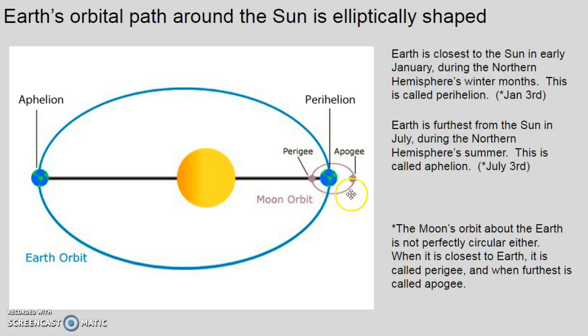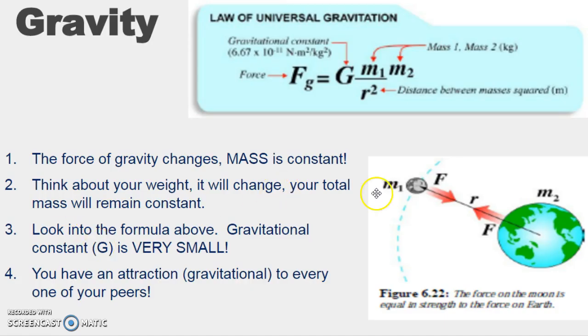And now I can look at the moon. The moon's orbit about the Earth is not perfectly circular either. It is also elliptical. When it's closest, it's called perigee, where the moon is closest to the Earth. And when it's furthest, it's called apogee. So we've got these circular motions that aren't perfectly circular. Instead, they are elliptical.